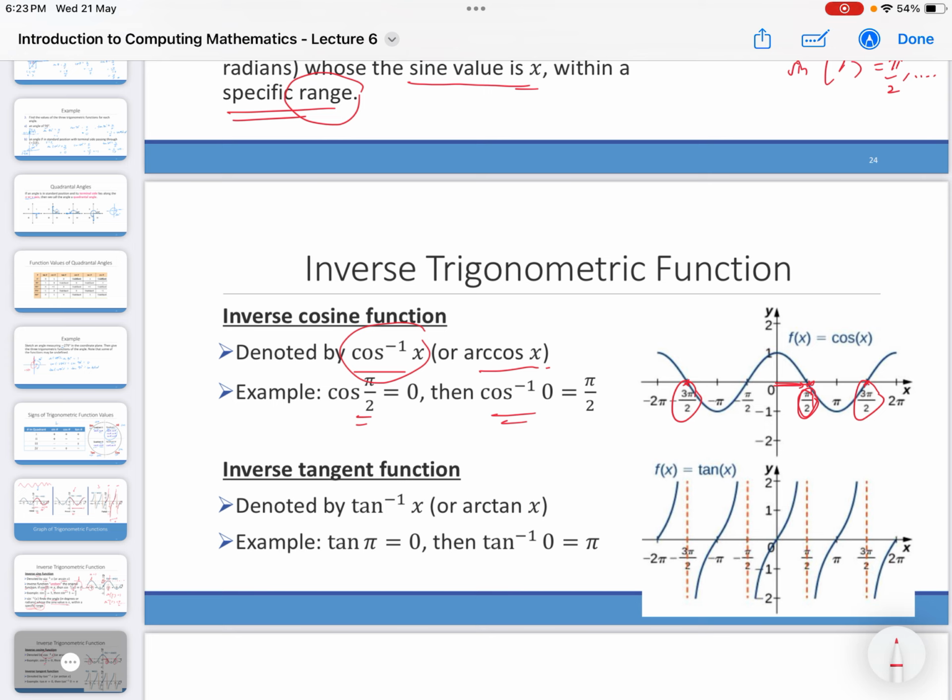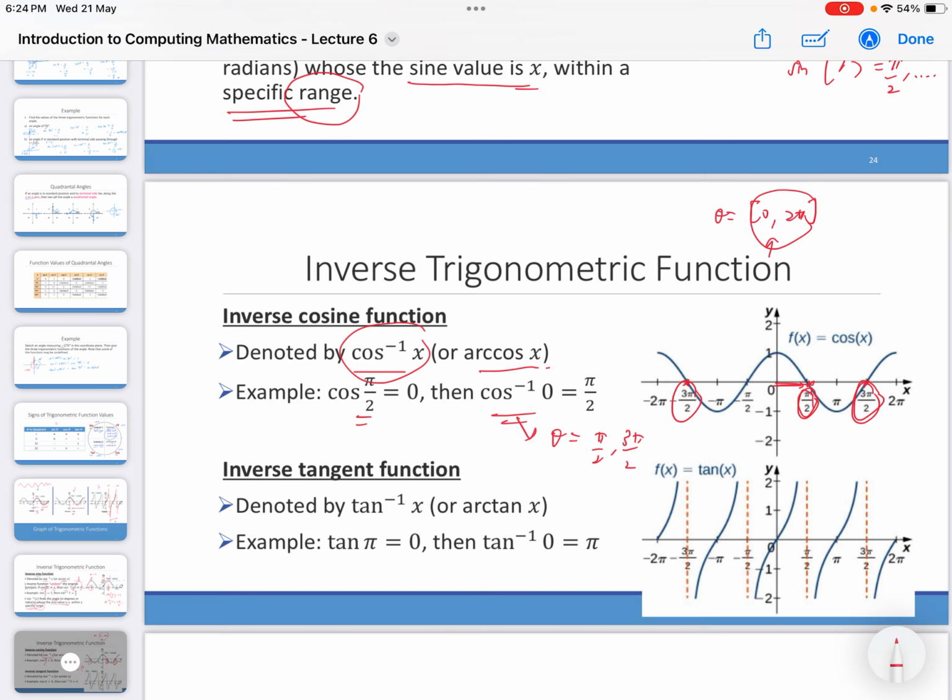Let's say the range here is the angle from 0 to 2 pi. Then for this answer, we get theta equals pi over 2 and then only 3 pi over 2. That's it, only 2, because these are the only two angles within the range.